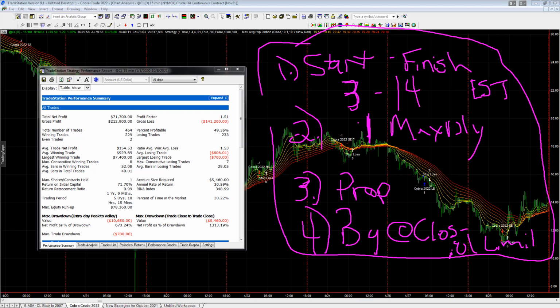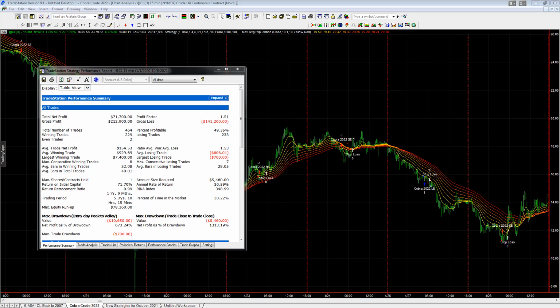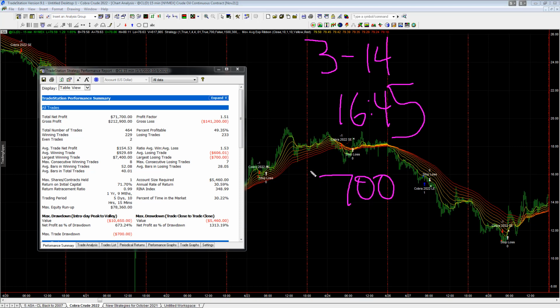And let's see. Let's look at the exits now. So the short trades are the opposite of that. Good news is that it does not hold. I was thinking of the other strategy when I said it does not hold past the session close. So it's a day trade from the perspective that it starts at 3 a.m. and it trades till 1400 and it exits any position that's still open. It exits at 1645. It uses a $700 stop loss. And that is it. That is how simple this strategy is.